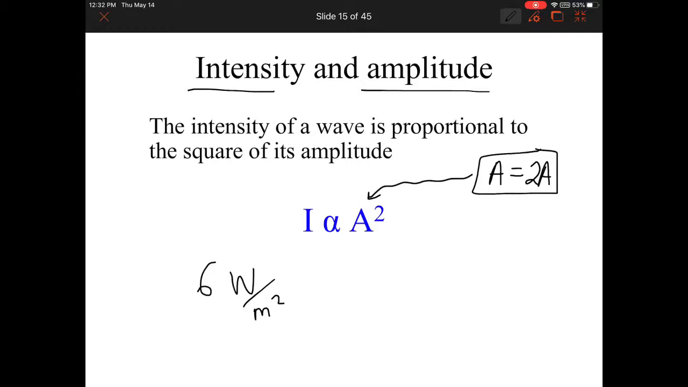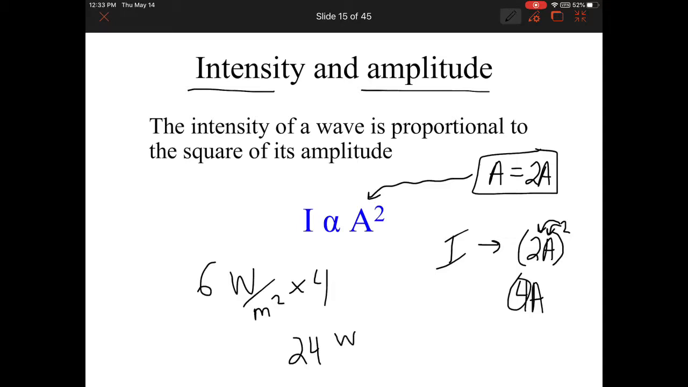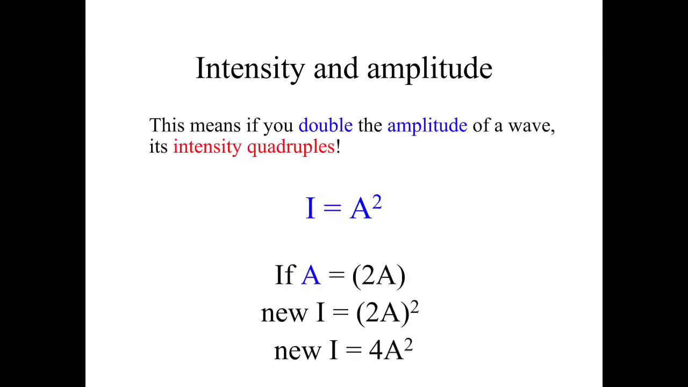It's almost like I'm saying that the intensity is doubled, but it's doubled times 2. So it's squared, 2 squared. I'm going to have the intensity increase by a factor of 4. Okay? So this intensity would actually shoot up to 24 watts per meter squared. So doubling amplitude actually quadruples intensity.